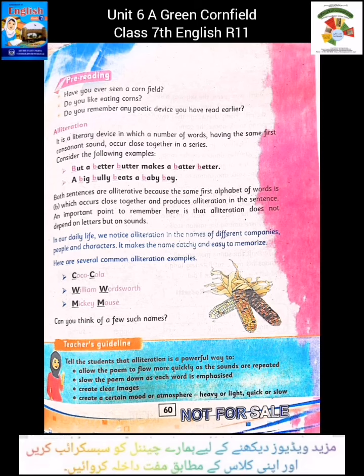So here are some examples. Better butter makes a batter better. A big bully beats a baby boy. As you can see, all the B sounds are the same. They are giving the same consonant sound, so this is an example of alliteration.